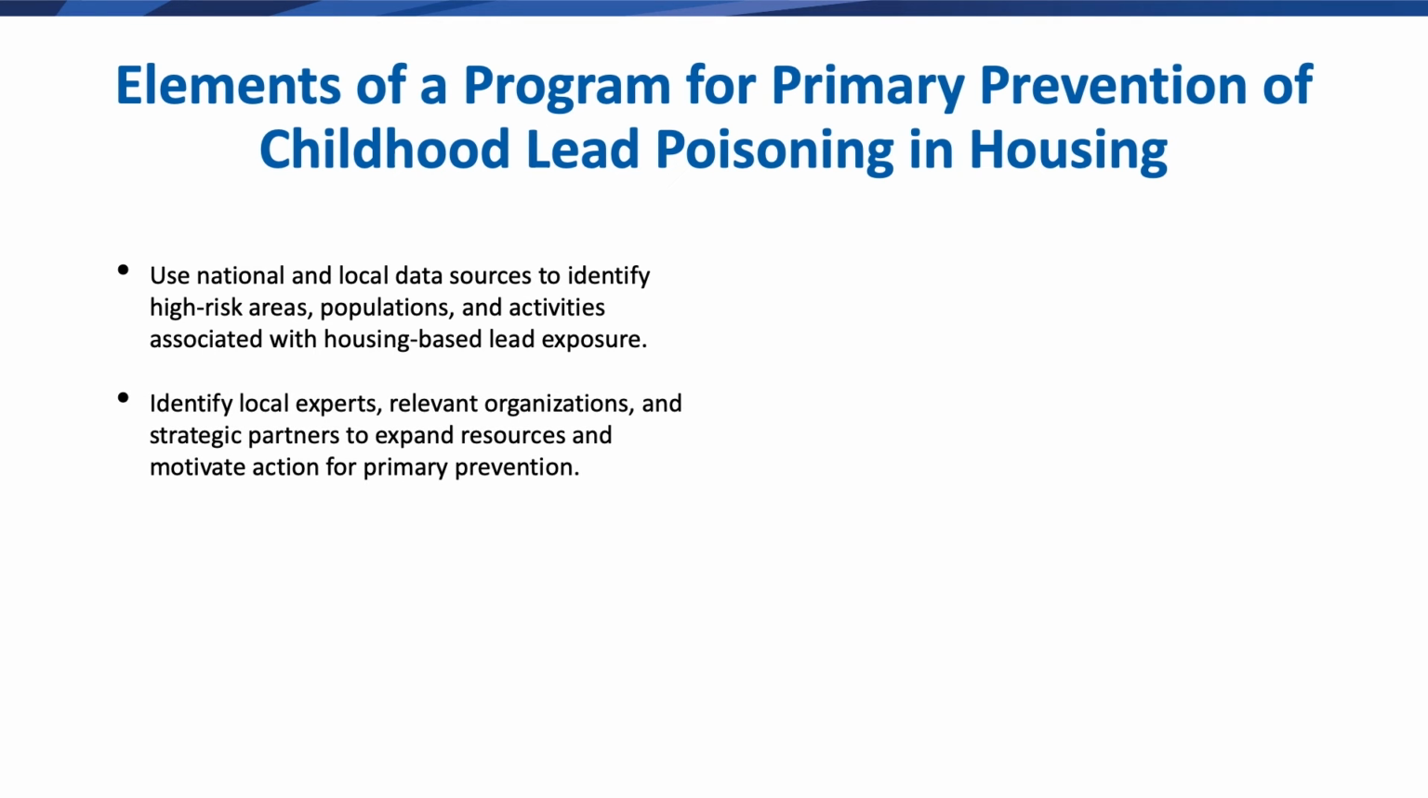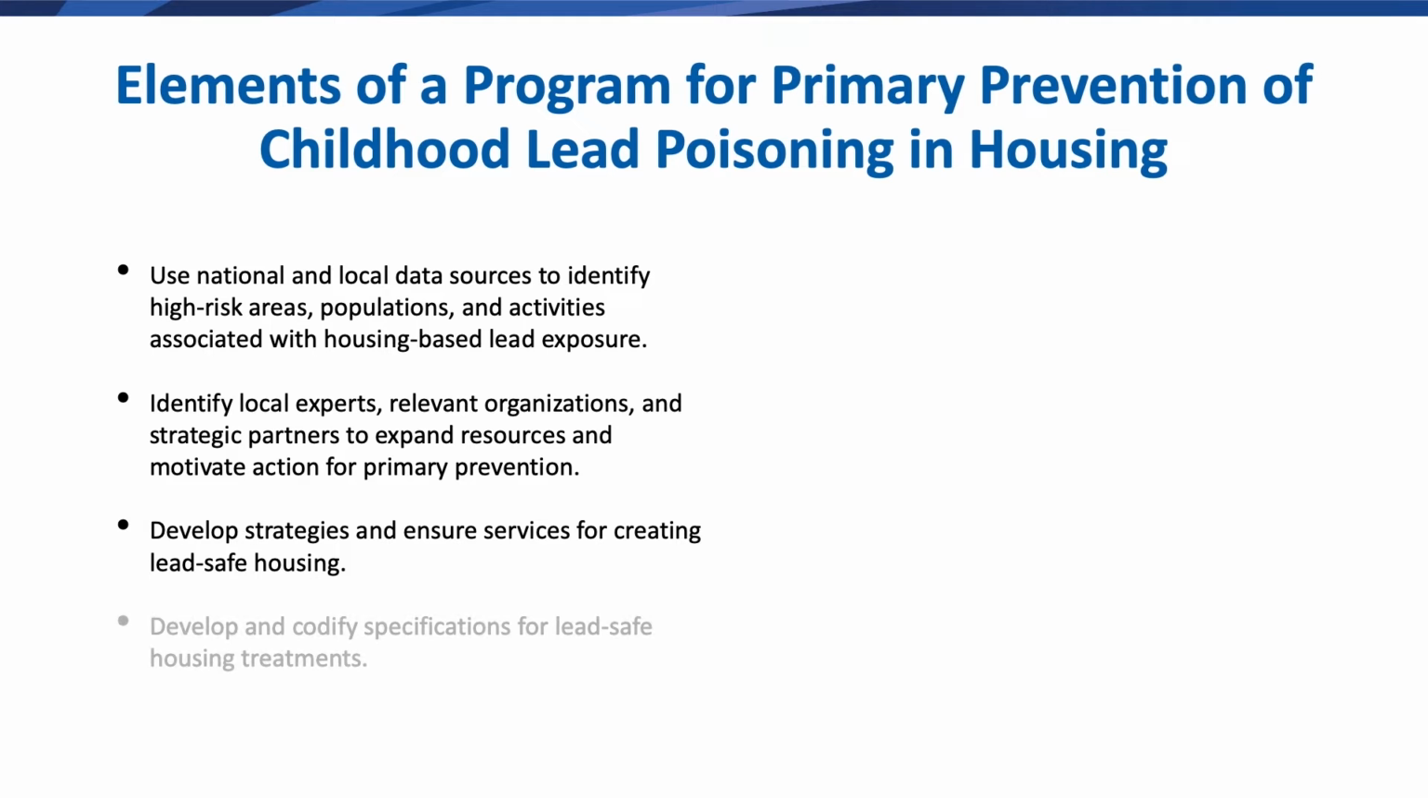You need to identify local experts, relevant organizations, and strategic partners to expand resources and motivate action for primary prevention, understanding who in your community is considered an expert in healthcare generally and in behavioral health and relevant organizations. That would also include community decision makers, realtors, and it might include judges. Think broadly about the relevant organizations that you need to form these partnerships with, and then, using all that information that these experts are going to bring to you, develop strategies and ensure services that are going to create lead-safe housing. Develop and codify specifications for lead-safe housing treatments.